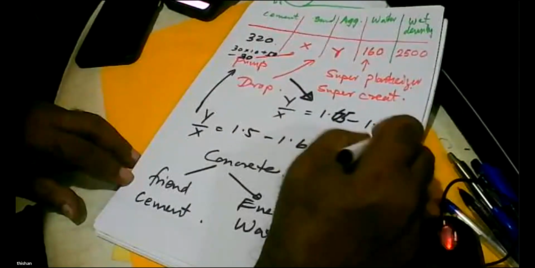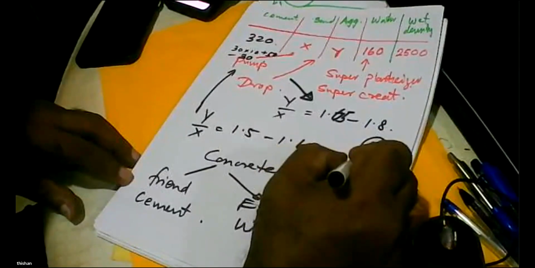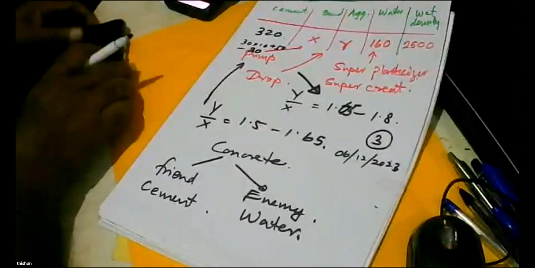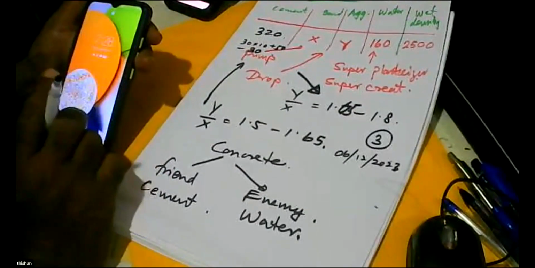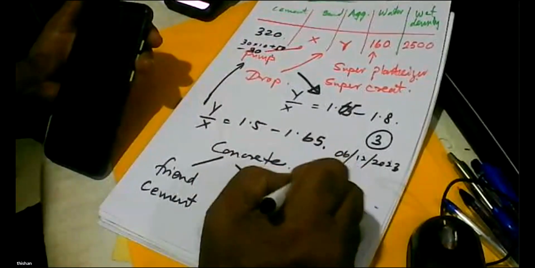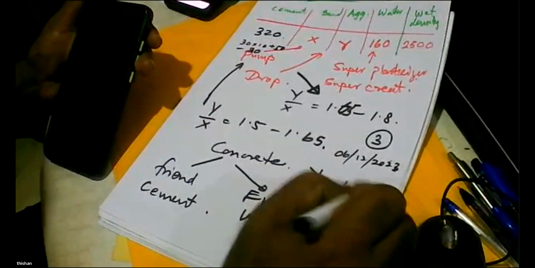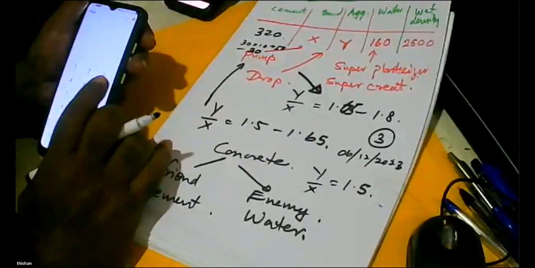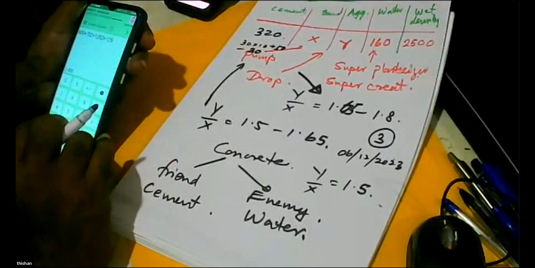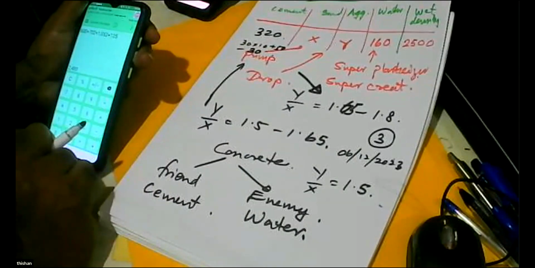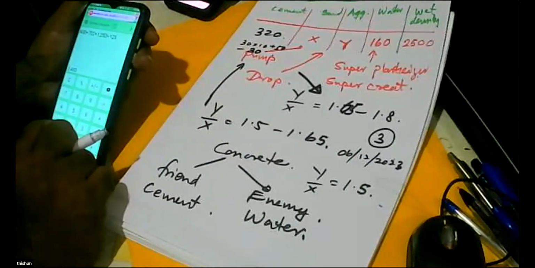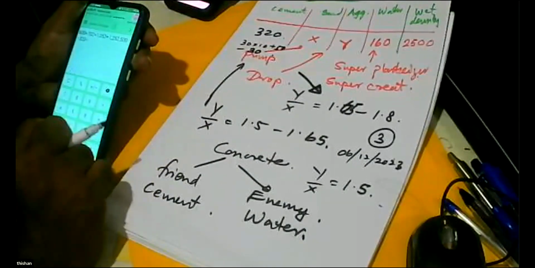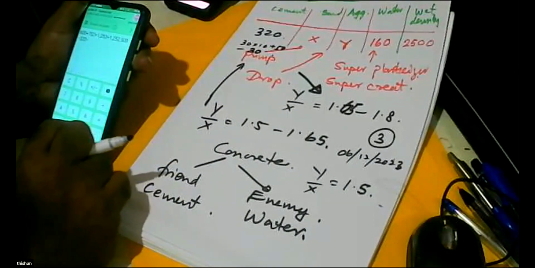And this is page number 3. Today is 6th, 12th, 2023. So now I can again plug in the numbers, and I'm using a y over x of 1.5 because I'm pumping. You can even use 1.55 or 1.6. Generally, I don't go up to 1.65, but it's a good margin to look for. So then I will say 2,500 minus 320 minus 160.